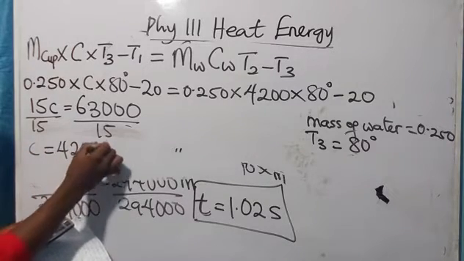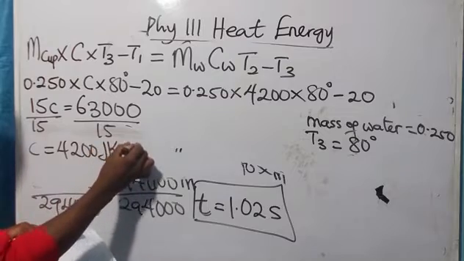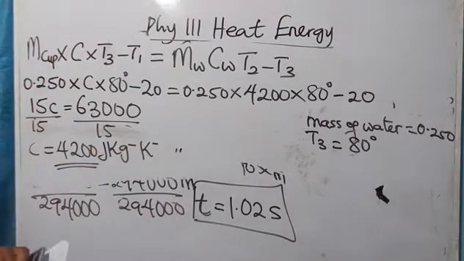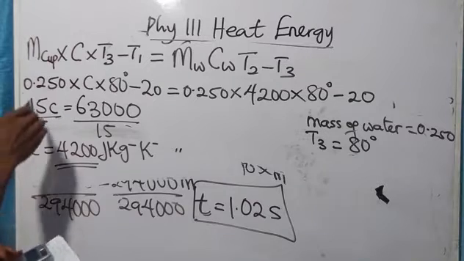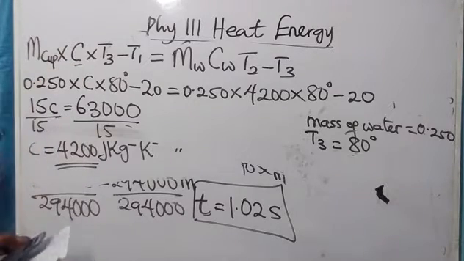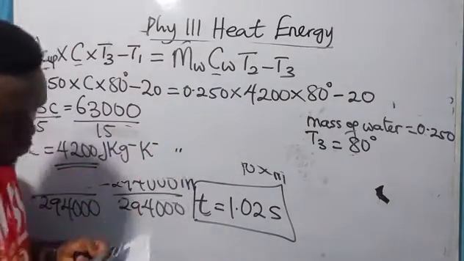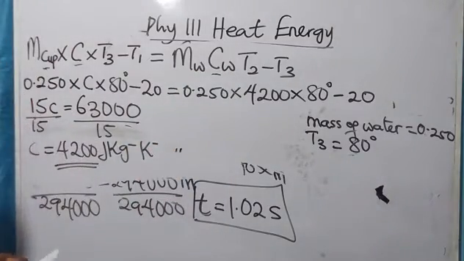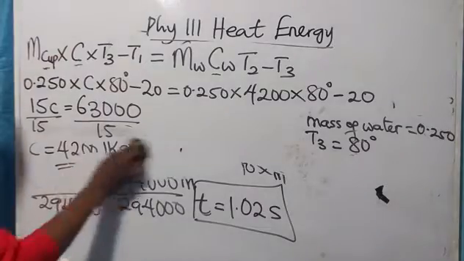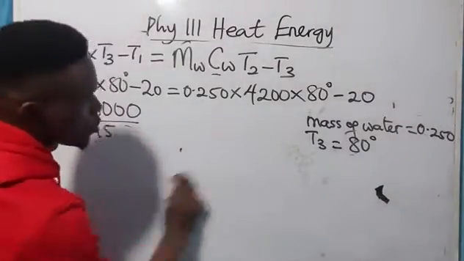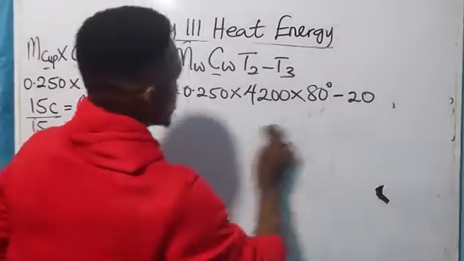So the specific heat capacity of the cup, C, equals 4,200 joule per kilogram per Kelvin. This is the answer. We were asked to calculate this. The relationship was between the cup and the water, which was mentioned as the boiling coffee. That is for that. So the next question. We don't have much time on our side.